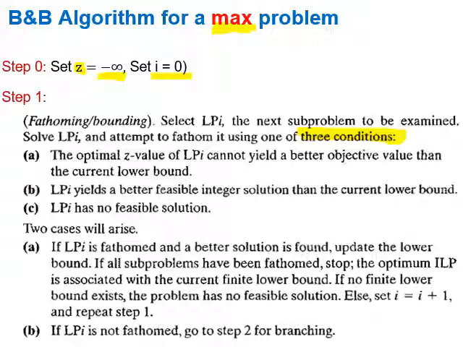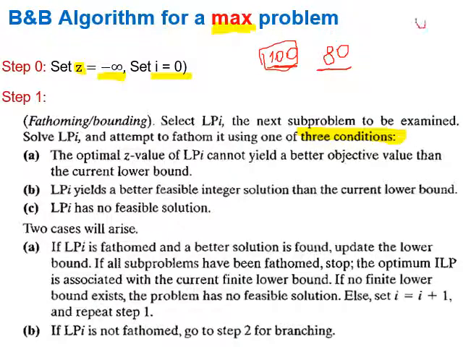But as soon as we find an integer solution, let's assume that we found a solution with objective function value 100, and this is an integer feasible solution. This is not the LP solution, this is an integer solution. Then the lower bound becomes 100. Then you solve another LP, and when you solve it, the objective function value of that LP, for example, becomes 80, less than the integer solution that you already found. What does this say?